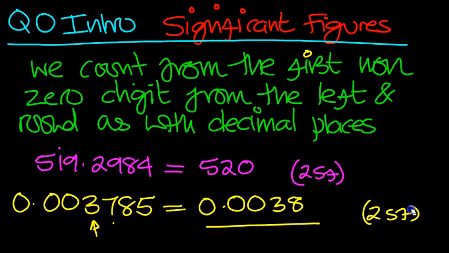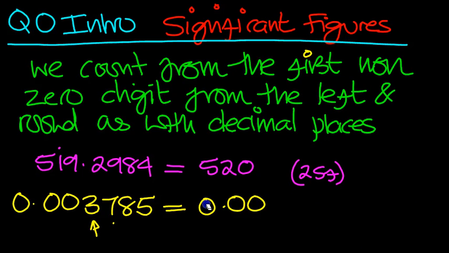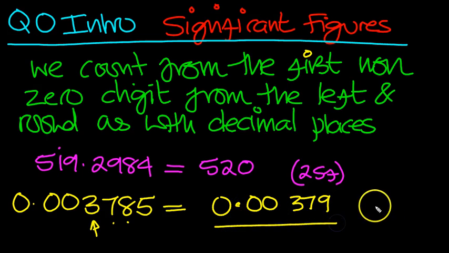So let's change that then. Let's do it to something else. Shall we do it to 3 significant figures? So let's have a look at that. Here's the first non-zero digit. That's the first. Second, there's the third significant figure then. The digit after is a 5, which is bigger than or equal to 5, isn't it? So that means we round up the 8 to a 9. So it's 0.00379. And that was to 3 significant figures.